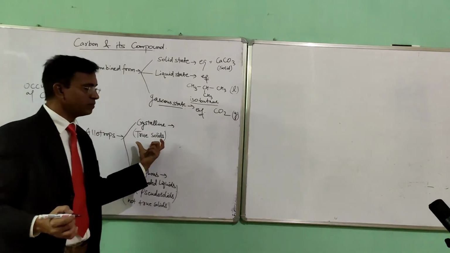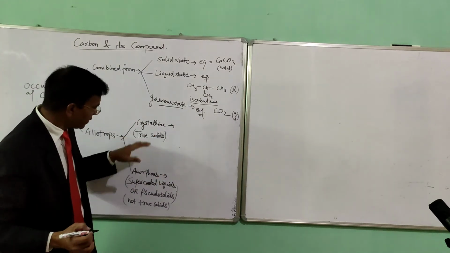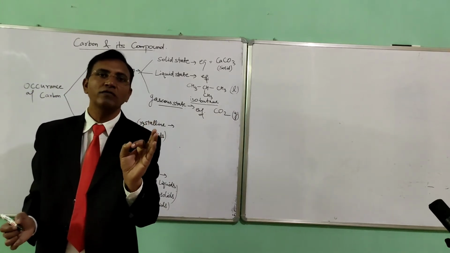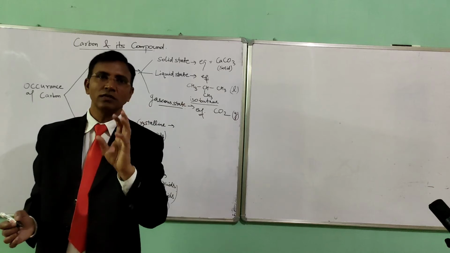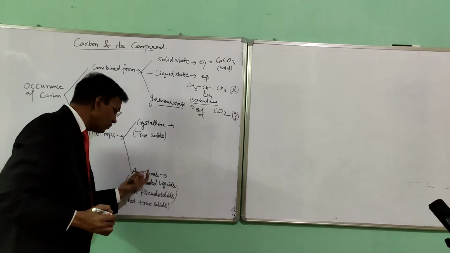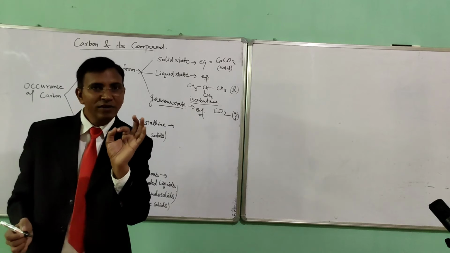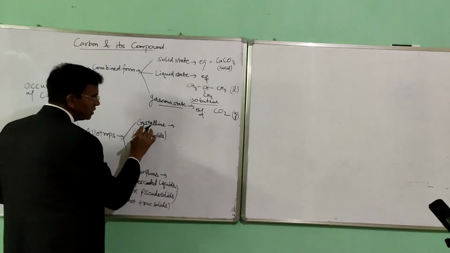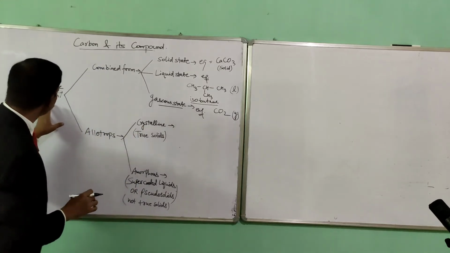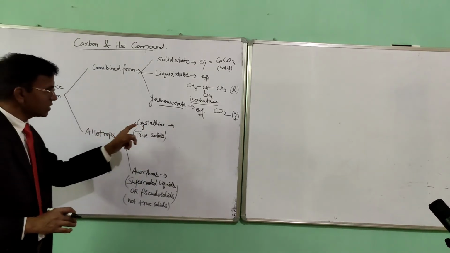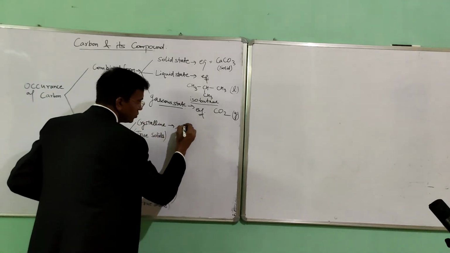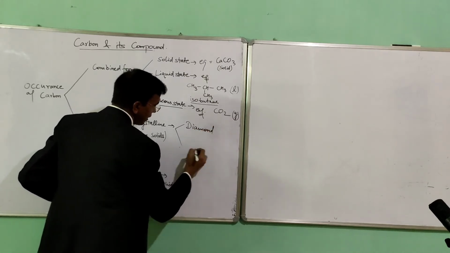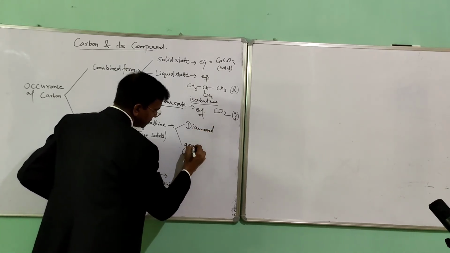So now the crystalline form is a true solid. Why? What is the difference between them? Actually, the crystalline form, the true solids, have a definite geometry of the structure, right? And the amorphous doesn't have a definite geometry. So here, we are going to discuss the crystalline forms of carbon allotropes. There are two examples, that is diamond and the second is graphite.